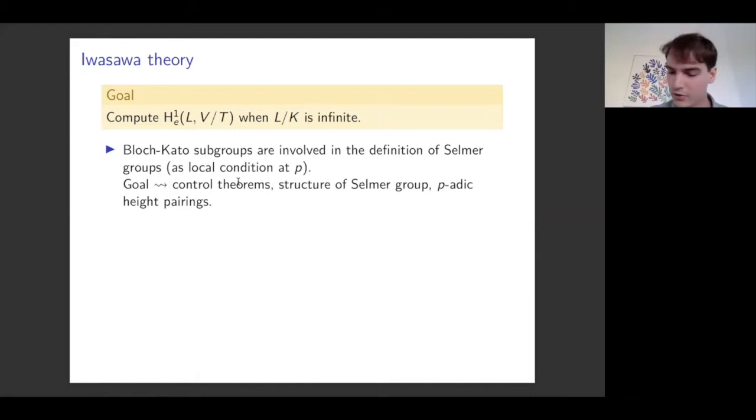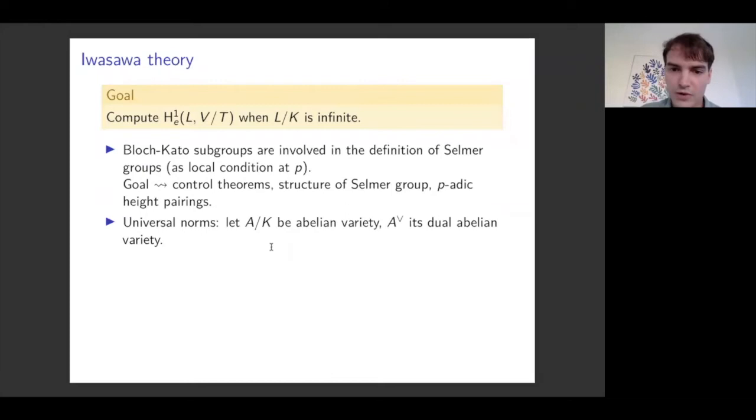So far I didn't talk that much about universal norms, but actually it's because it's equivalent to the goal I set on the board. And it's more in this sense that I will talk about this. So let me give an example again with an abelian variety. If you have an abelian variety, you can consider the dual abelian variety.